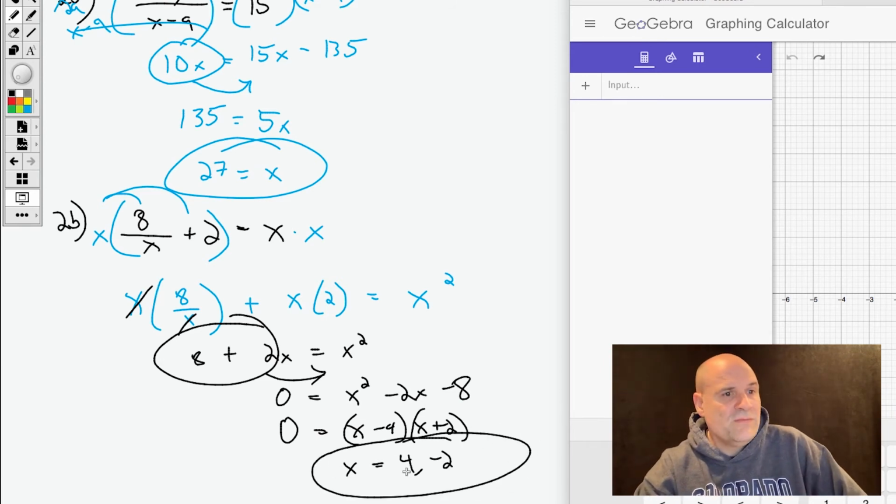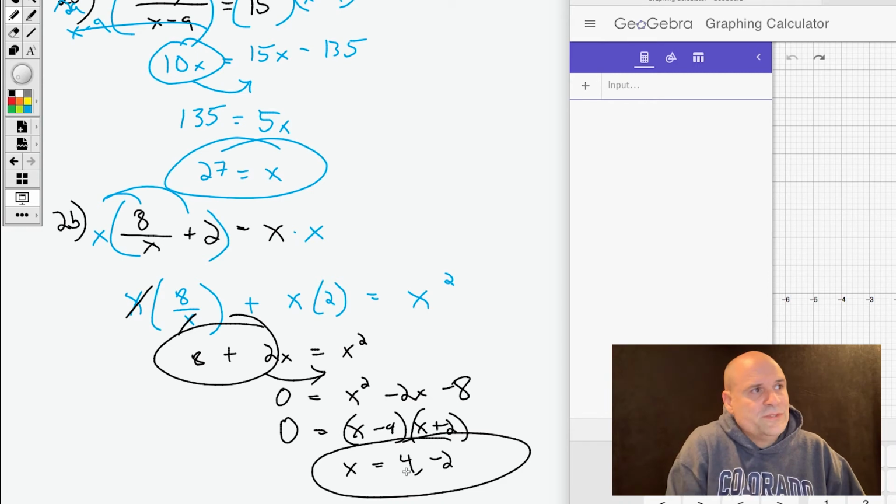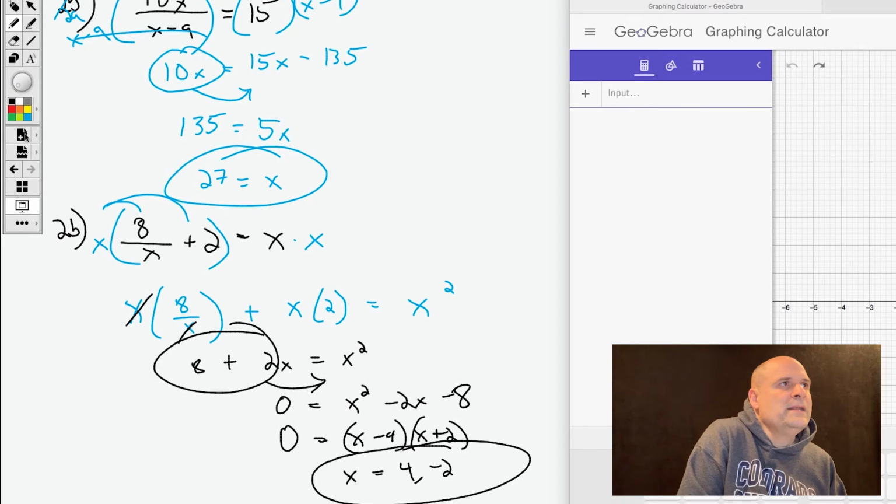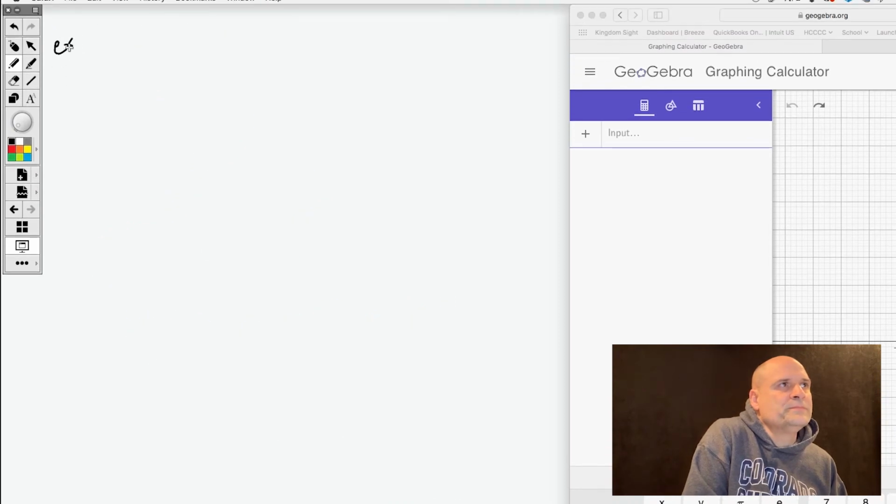You can check them to see if they work, and they do. So 8 divided by 4 is 2, plus 2 is 4. 8 divided by negative 2 is negative 4, plus 2 is negative 2. So they both work. All right, example 3.